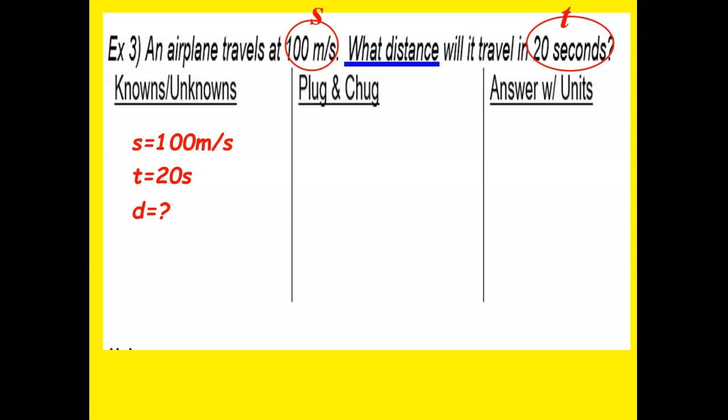Then again, I start with my formula. So S is equal to D over T. Again, I plug everything in to the formula of what I've been given. Again, I'm solving for D. So looking at this, you can't solve for it mathematically. If I rearrange it to solve for what I'm looking for, in this case distance, the actual formula would then be distance is equal to speed times time.